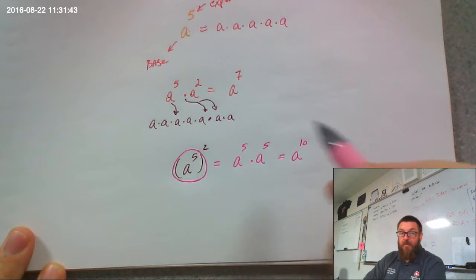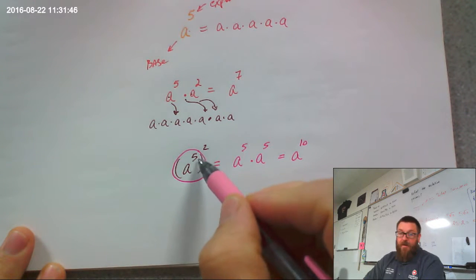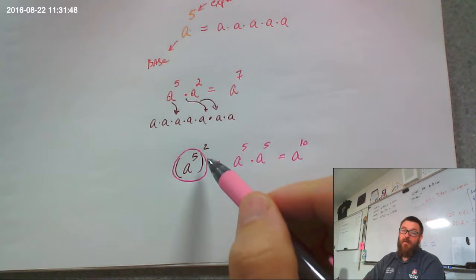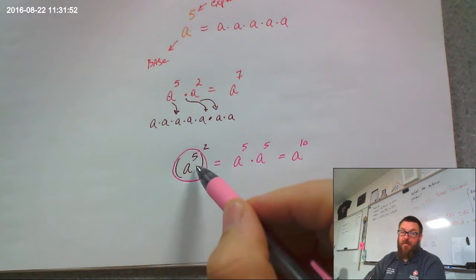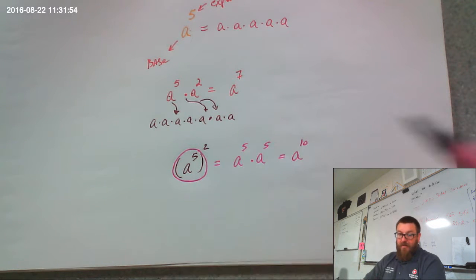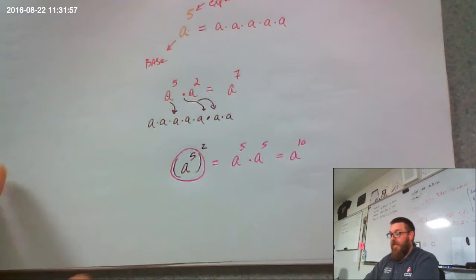The shortcut you might have been taught would be to multiply when a power is raised to another power, you multiply those powers. But the reason why is because the base in this case is actually a to the 5th, and we have 2 of them multiplying. So that's where that rule comes from.